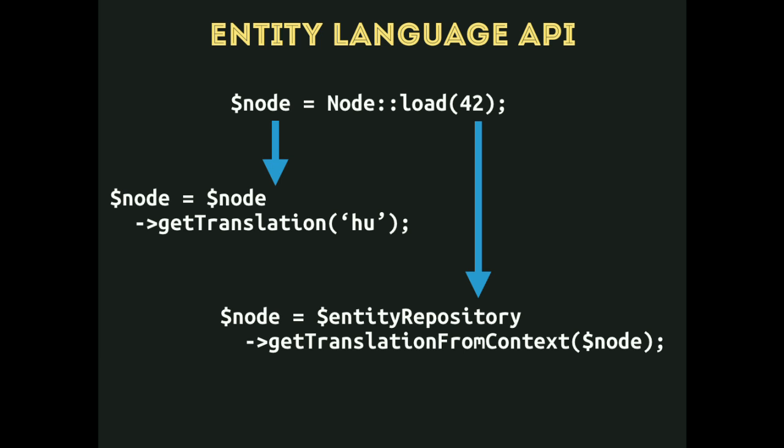If you want to do language negotiation on your translation, so you don't know what language you want, but you want to have the same language that was negotiated for the page, then the entity repository has the get translation from context method that you can use. It's pretty much in the weeds, but it's very useful if you don't know the concrete language. You can ask for a negotiated language for this node, and it will actually pick a language that's available on the node and get you that translation.